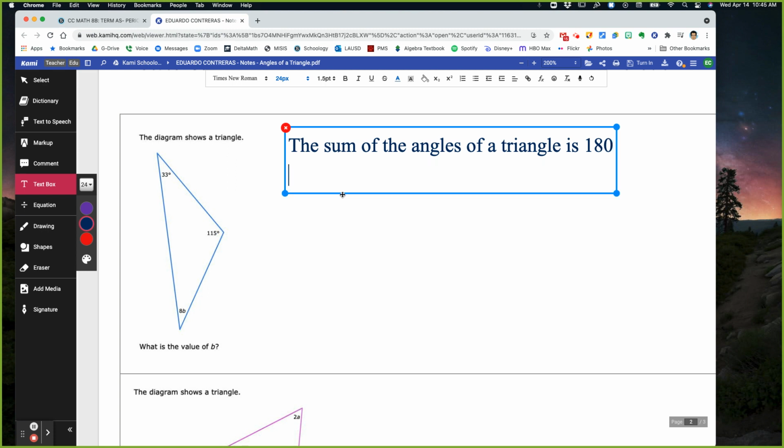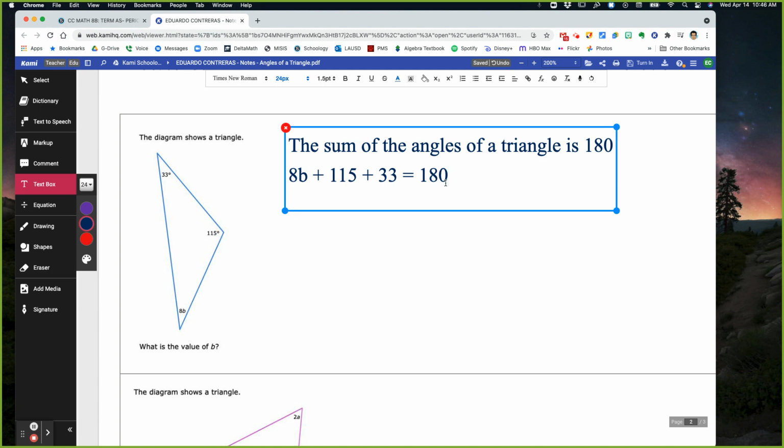So in particular, if I add up 8b plus 115 plus 33, that's 180. All I did was add up all three inside angles. It's 180. I have an equation. So now what I can do is combine the like terms. I can combine 115 and 33 on the left side of the equation. We're just solving an equation, basically. So I'm going to do that.